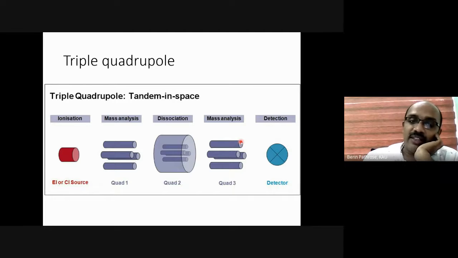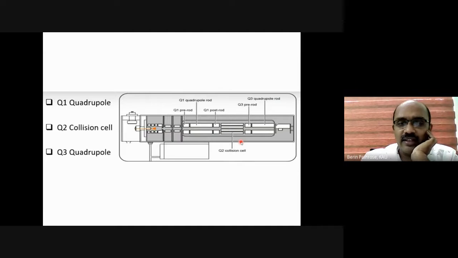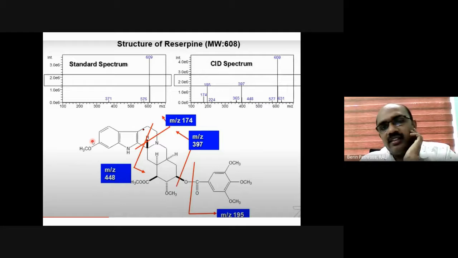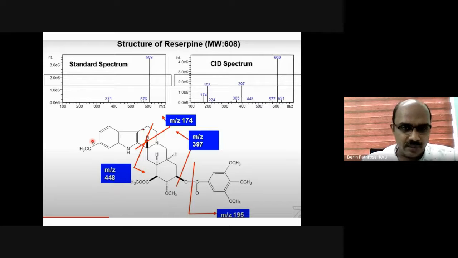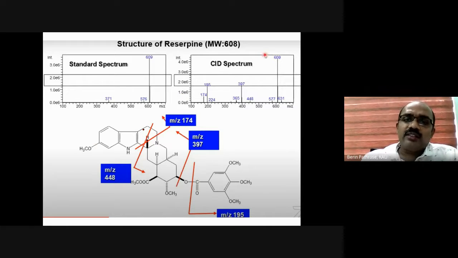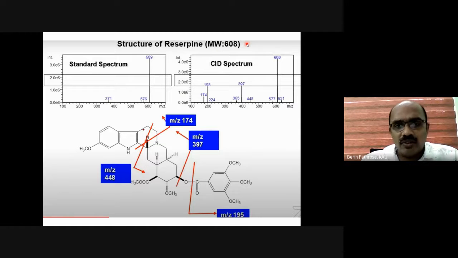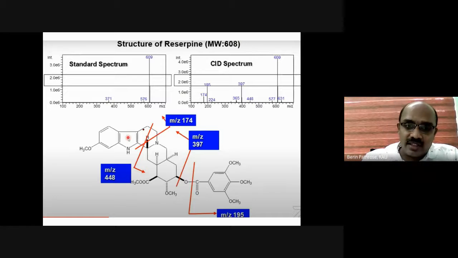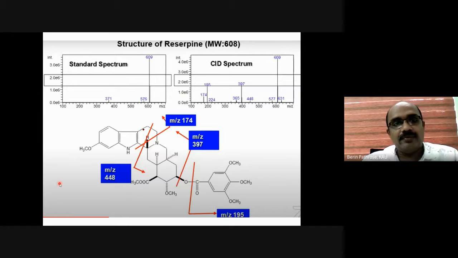I will explain with another example. So this is the diagram. This is the first quadrupole, this is the collision cell, and this is the third quadrupole. So Q2 is the collision cell. This is the example, reserpine. See, reserpine has a molecular weight of 608. So this is the structure of reserpine.